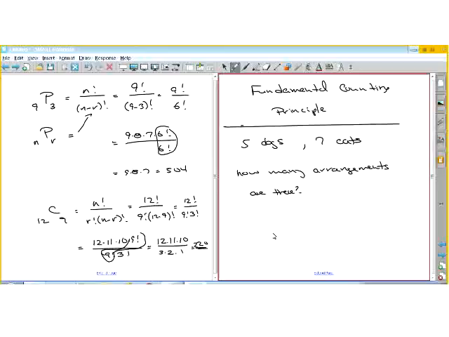So the way you would do that is you would say, okay, I've got a two-step process. I'm going to pick a dog. I'm going to pick a cat. I'm just going to pick one cat and one dog. So when you're only picking one of many, you don't have to use combinations or permutations. You just take the number that's here. So I have 5 dogs and I have 7 cats.